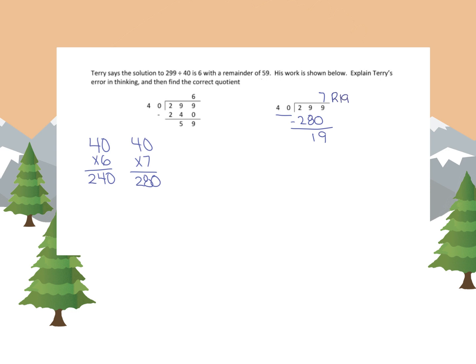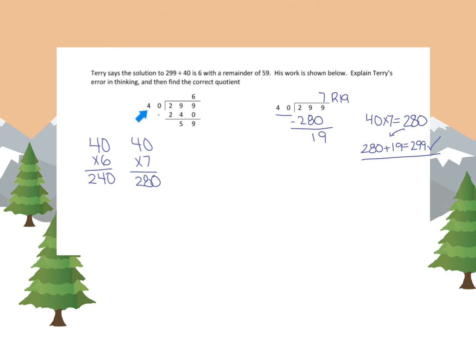So then we know that it's 7 with a remainder of 19. And let's check our answer. 40 times 7 equaled 280. And then we take this and we say 280 plus our remainder, 19, equals 299. That checks out. So we know that 40 goes into 299 7 times with a remainder of 19. So Terry just didn't do it enough times.